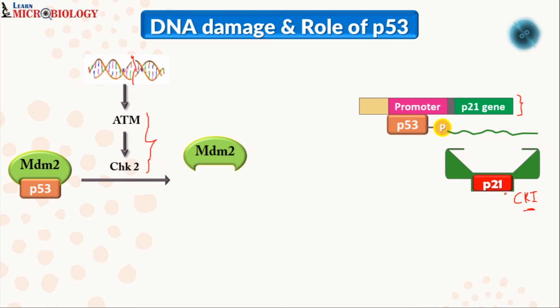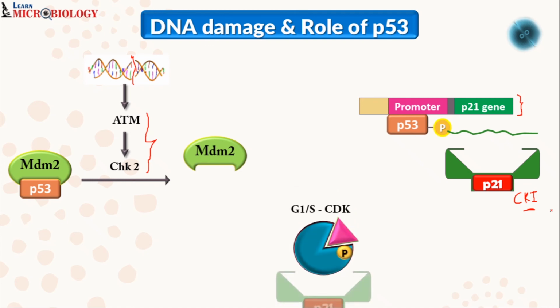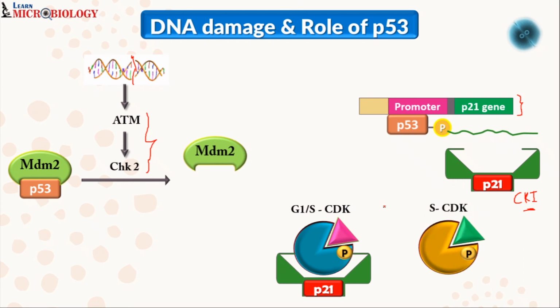Now here this P21 molecule is going to bind to your active form of G1-SCDK, that is a CDK molecule present at the transition between G1 and the S phase, and now this molecule becomes inactive. Similarly, it will also bind to the SCDK. Understand, students, here that the cell has not gone to S phase. Okay, the cell is still in the G1 phase, but before it moves to the S phase, the SCDK is synthesized and then it is activated because it has important functions in the S phase. So it is already activated, but now the cell gets a signal that your DNA is damaged.